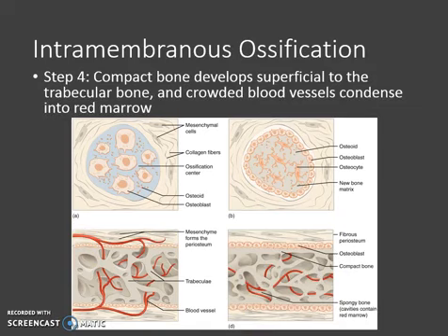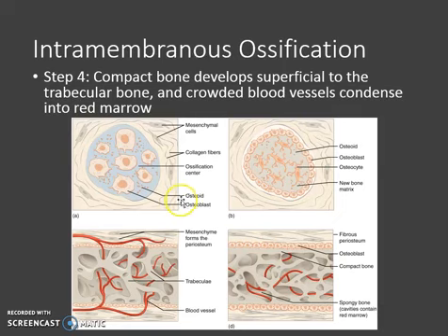And then the compact bone develops superficial to the trabecular bone, and the blood vessels that originally invaded the spaces of the trabeculae become the red marrow. And remember, red marrow is where red blood cells and white blood cells are produced.